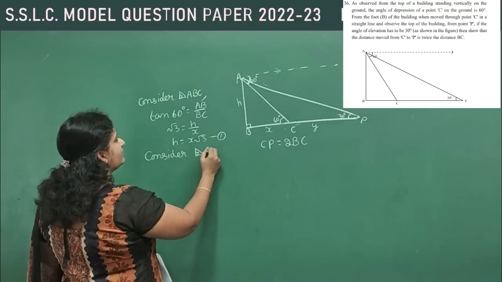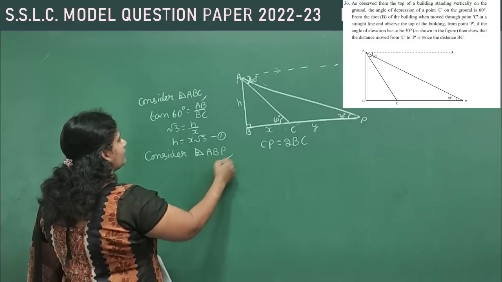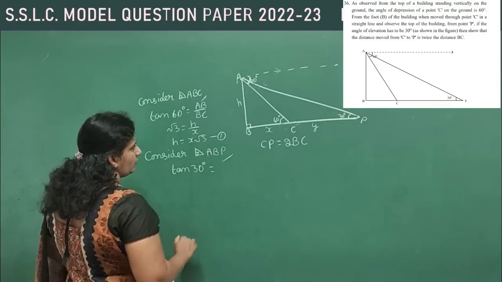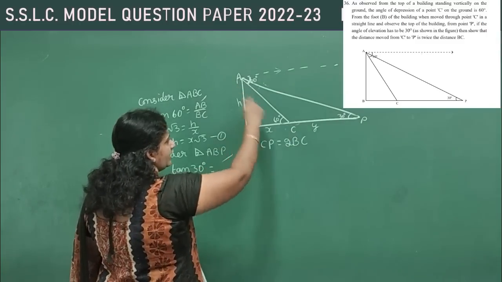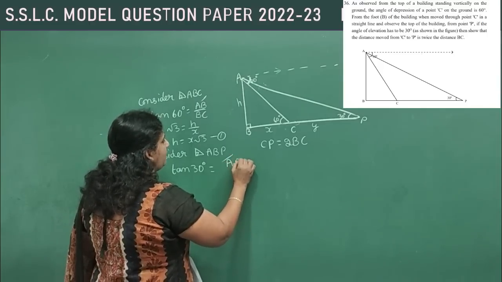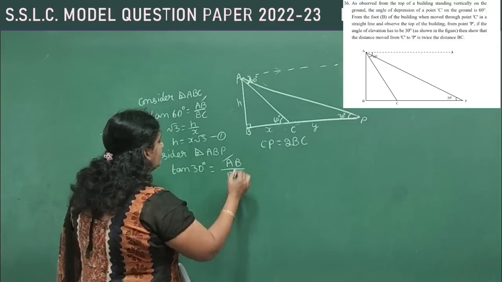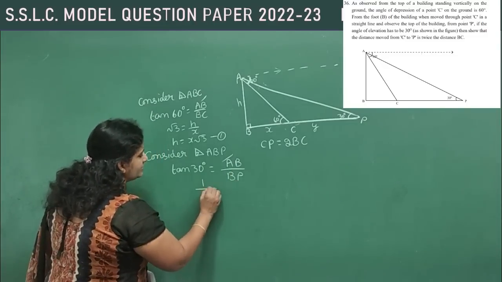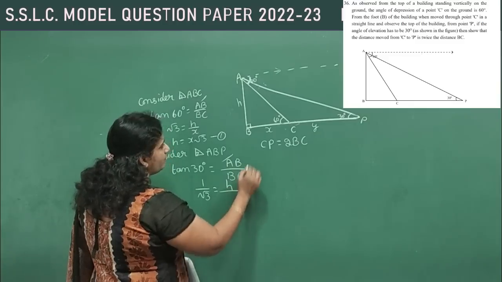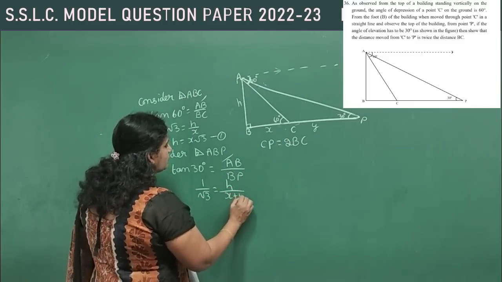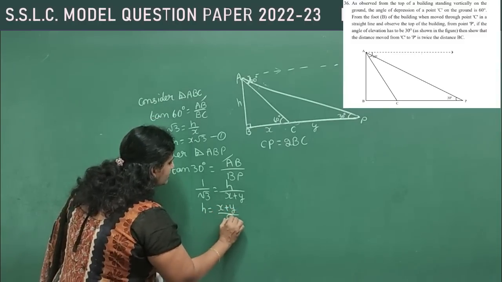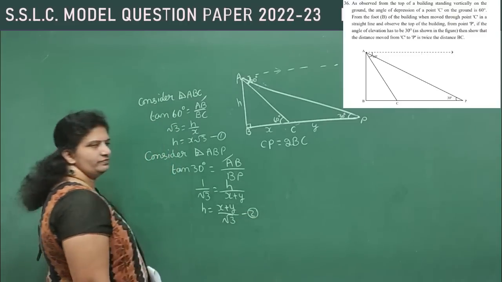And now consider another right triangle, ABP. Tan 30 degree is equal to, considering the big right triangle, opposite by adjacent, so it is AB by BP. Tan 30 degree is 1 by root 3. AB is h, BP is x plus y. h is equal to x plus y by root 3. Cross multiply. Mark it 2.